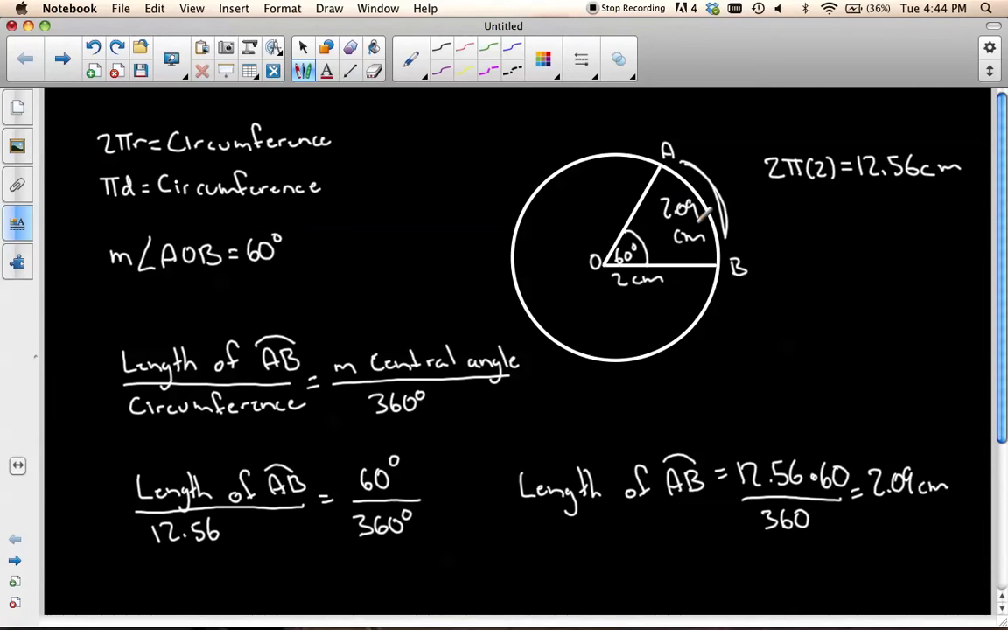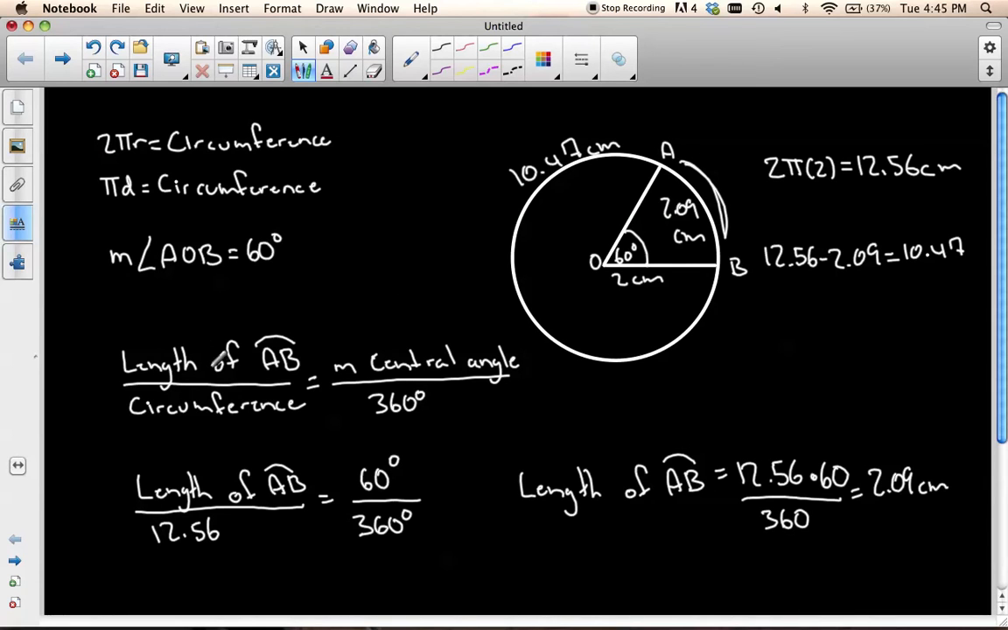And the reason why that's also important is from there we can also figure out the length of the rest of the circle. If we know that it's 12.56 for the whole circle, and we know that arc AB is 2.09, if we subtract 2.09 from 12.56, we find out that the rest of the circle is 10.47 centimeters.